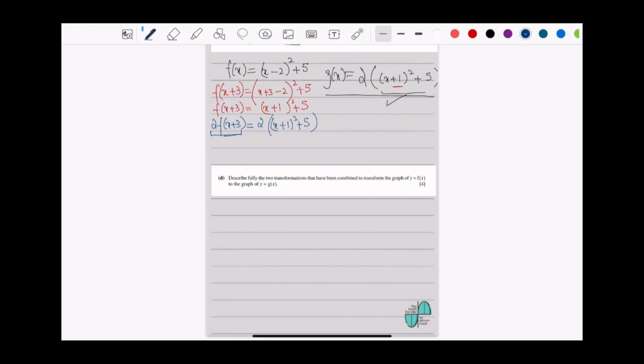So what are the two transformations? The first transformation was translating 3 units to the left. The next one, a stretch parallel to the y-axis with scale factor 2.